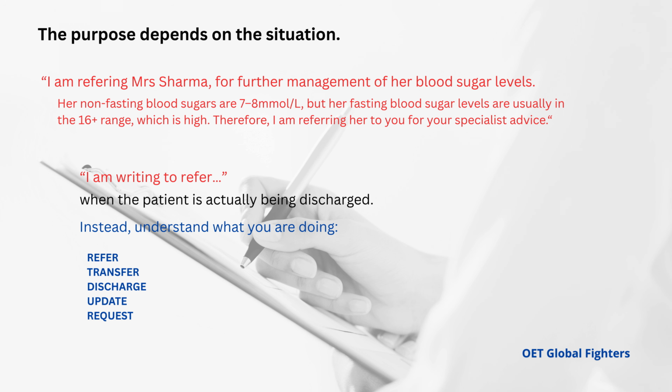Sometimes you're requesting something. The OET guide actually gives several useful verbs: transfer, discharge, update, recommend, see, accept, request, provide. So instead of memorizing one opening, understand the situation. Ask yourself, what am I actually doing with this letter? Am I referring? Am I transferring? Am I discharging? Am I requesting? Once you understand that, the language becomes much easier, and that is a much safer strategy in the exam.